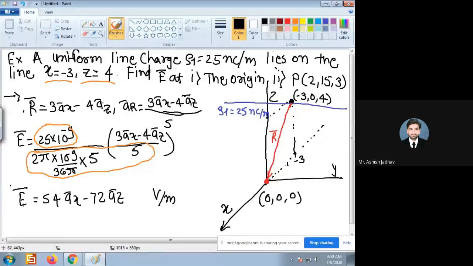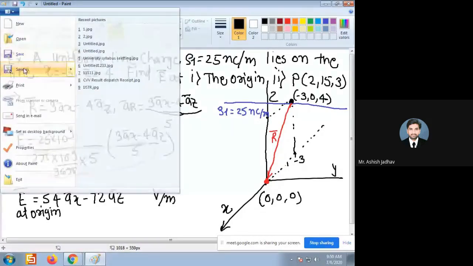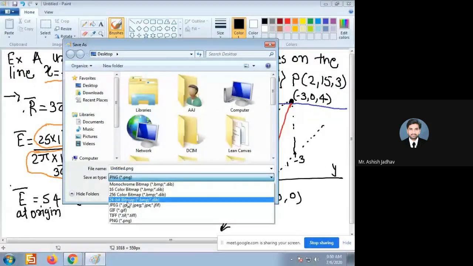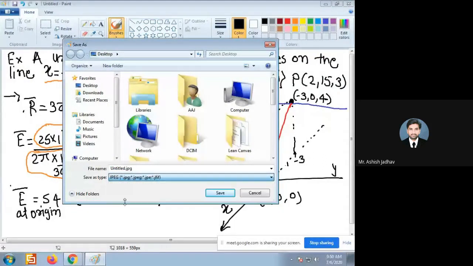So this is the electric field intensity at the origin. So this is the answer of the first part. Clear? Understood how we can find out the electric field intensity at the origin? Is there any doubt up till now?